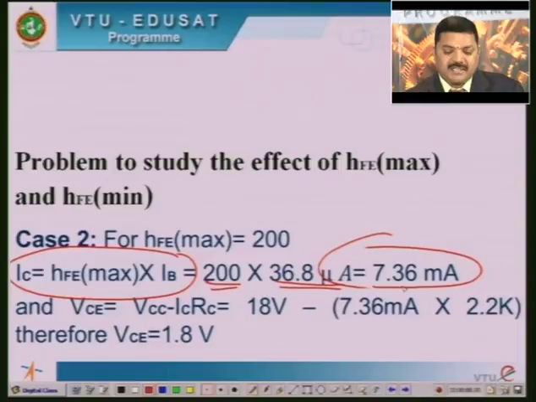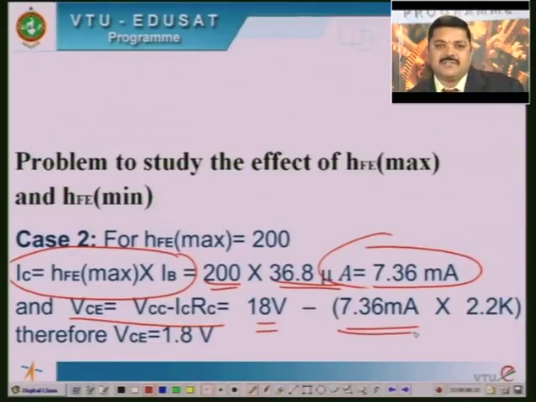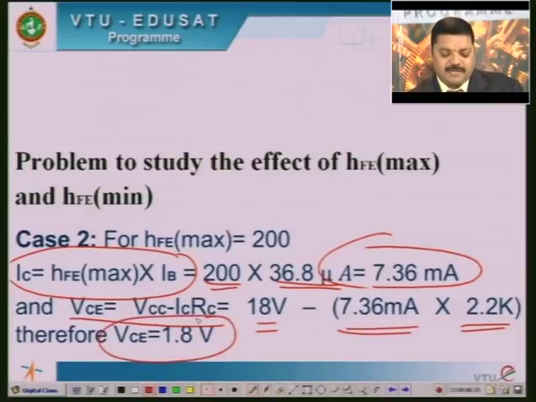All of you should find out these values and check them using a calculator. Here I have directly done it and kept the answers. VCE is given by VCC minus IC into RC, which is 18 volts minus 7.36 milliamps, the collector current we got for HFE equal to 200, multiplied by RC, which is 2.2 K. Therefore, the new value of VCE is 1.8 volts.